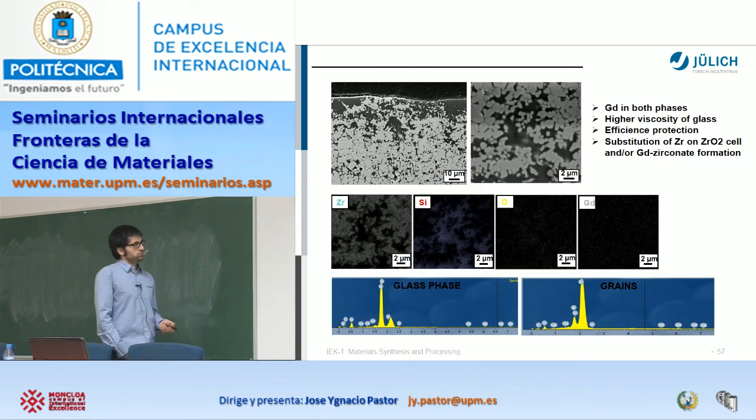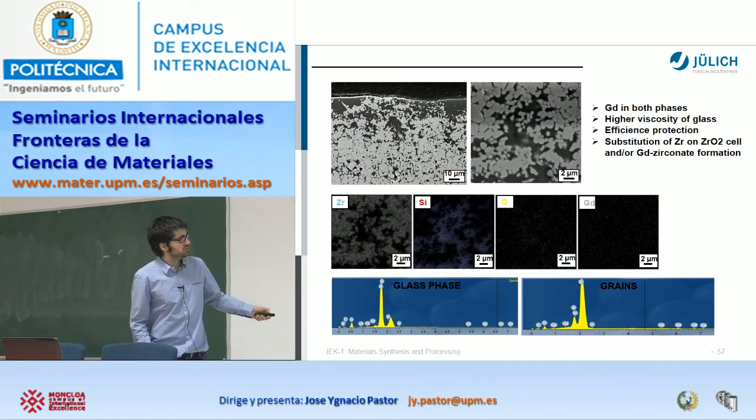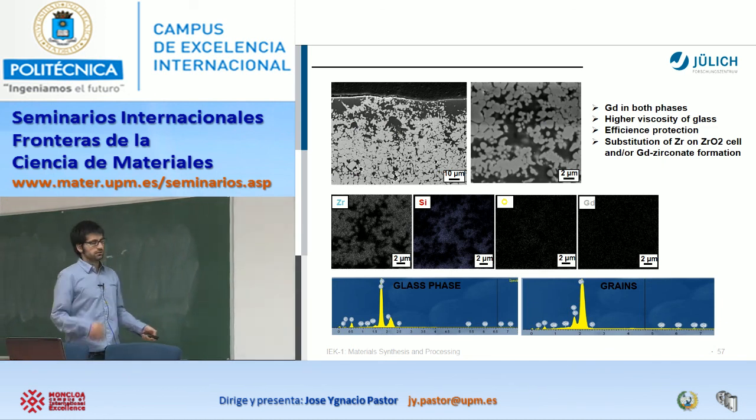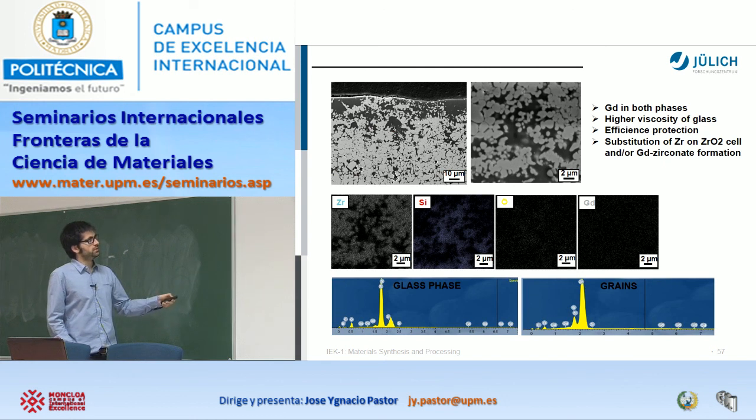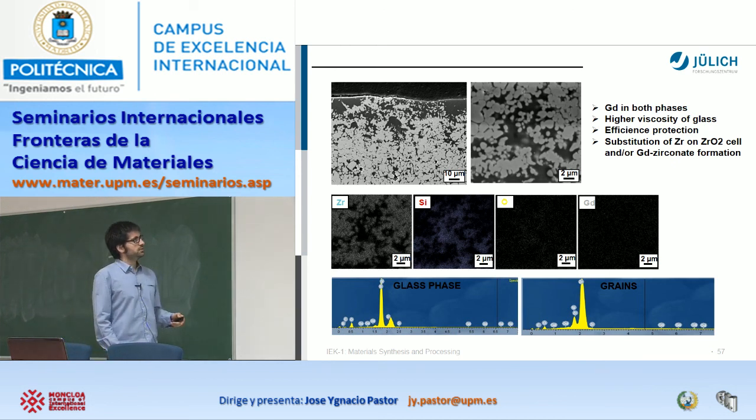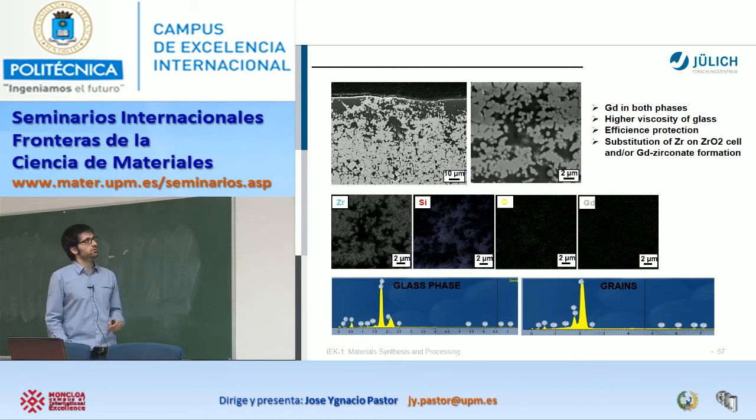And well, we characterized it, I don't know if you can see the maps really well here, the resolution is better. What we finally form is not any gadolinium zirconate, but we change the viscosity of this borosilicate glass, which now, with the incorporation of the gadolinium, is really, really viscous, and then protects the surface from oxidation.